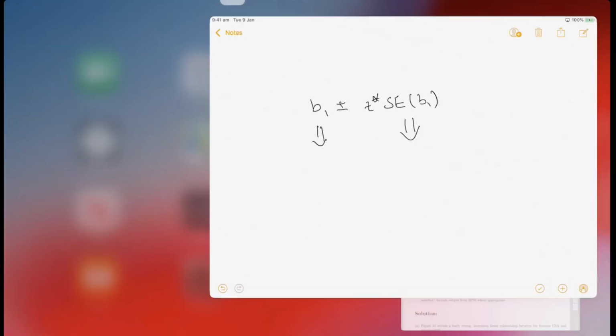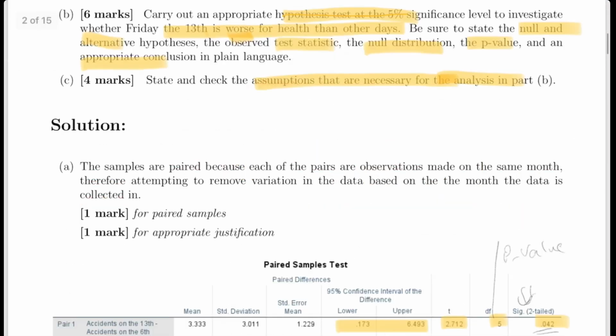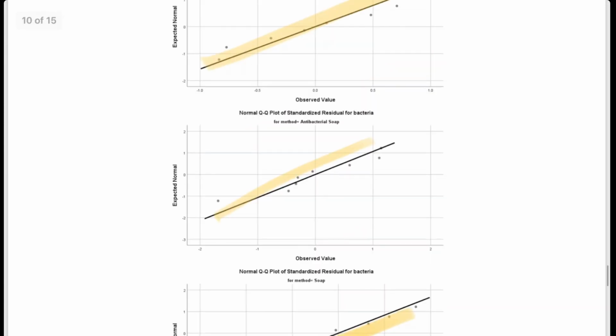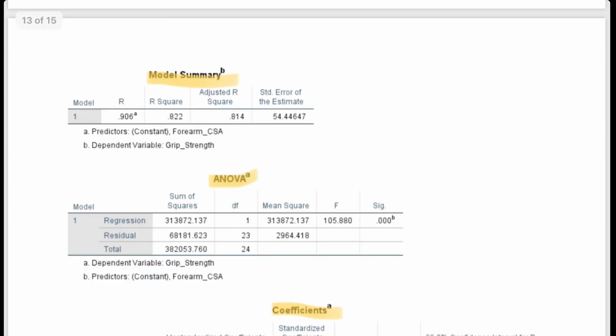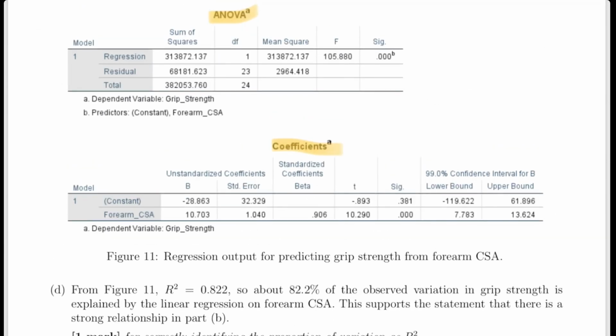What are they? We've got the B1 and standard error of B1 in the table here. Yeah. Here is the B1.